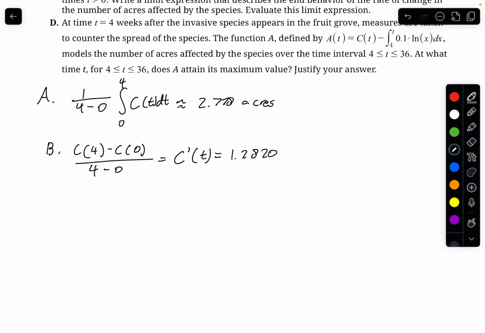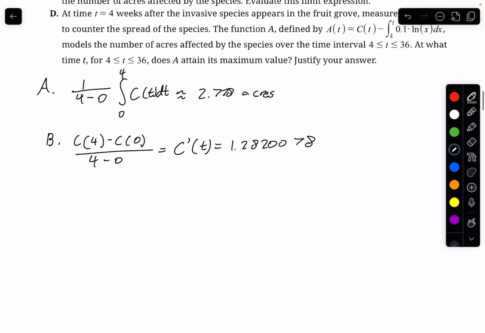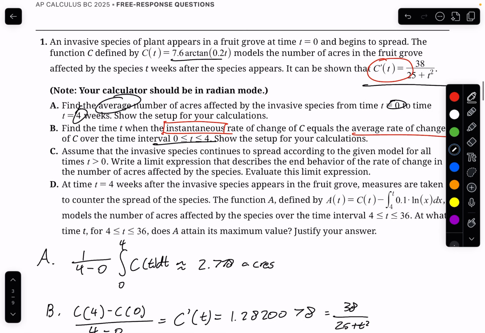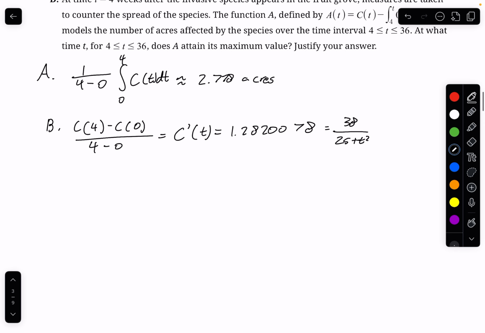And you can use the exact value in your calculator to get the exact value. Now you're going to set this equal to 38 over 25 plus t squared, because that is what c prime of t is defined to be in the problem statement. Once you're doing that, you can use your calculator to graph the function of this, and you just have to solve for when t matches. But you'll get t is roughly equal to 2.154 weeks, just like that.